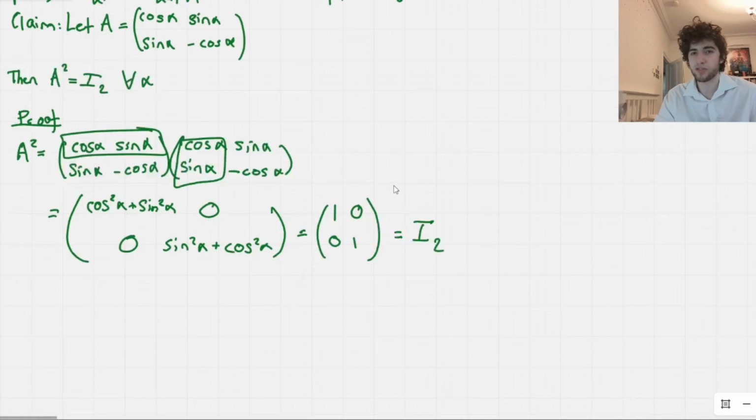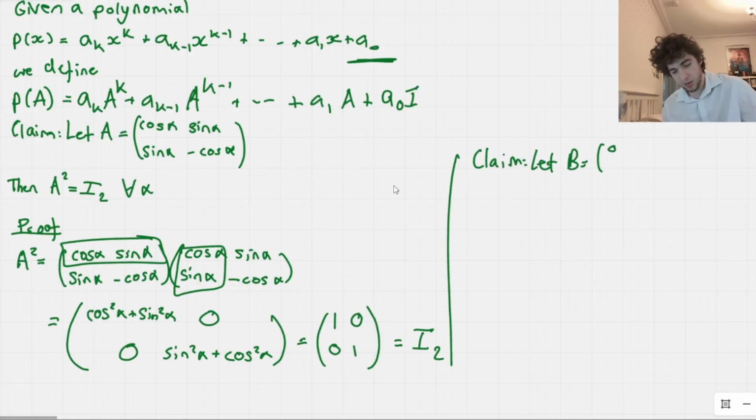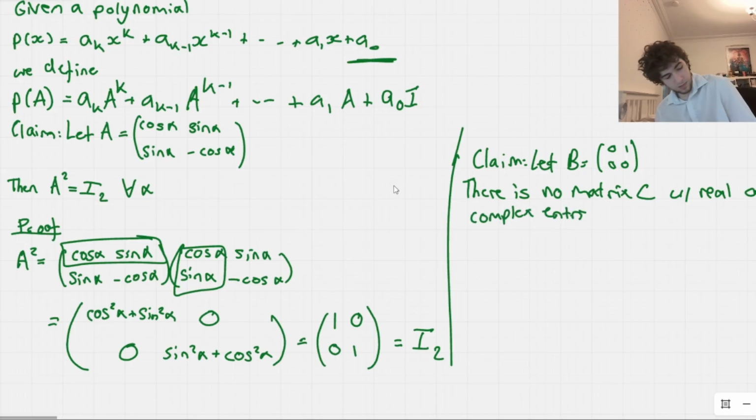The next claim is a little bit more interesting, though. Let me do it over here. So the claim is effectively, if I define a matrix B to be given by 0, 1, 0, 0, a pretty simple matrix, almost as simple as you're going to get other than the zero matrix, then there is no matrix C, with real or complex entries, such that when you square it, you get B.